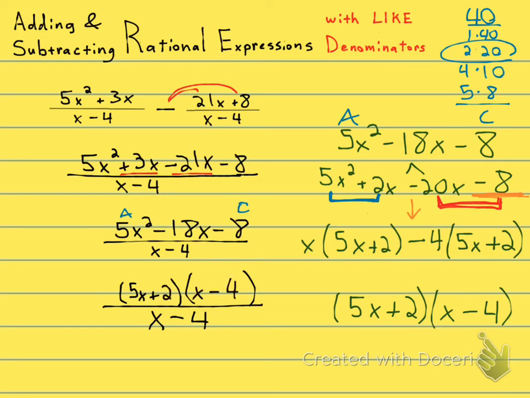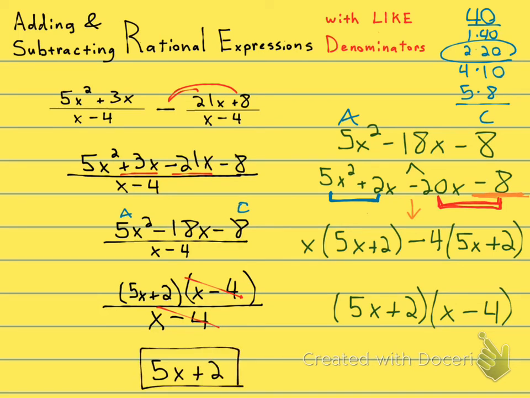And guess what? My hunch was correct. I thought that they were going to find something for me to cancel out. And that x minus 4 cancels out. And then my answer is 5x plus 2 because it's in the numerator.